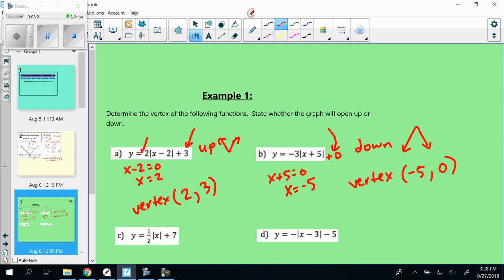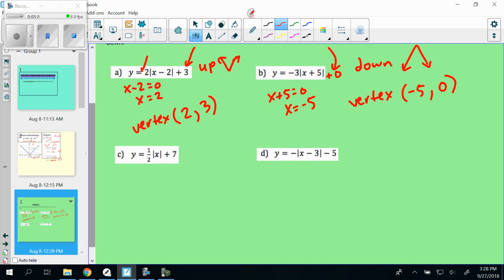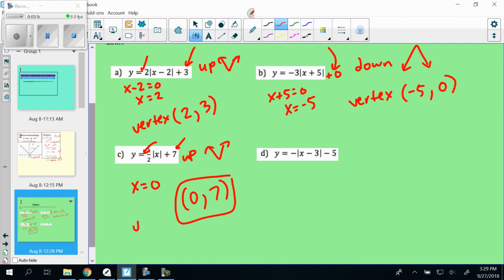Okay, letter C. On this one, look in front again. It's positive, so this one's opening up. It's going to look like that. What's the vertex? If we put what's in the absolute value equal to 0 on this one, it is 0. And so the vertex is going to be 0, comma, our y point comes from there, so (0, 7). So that would be the vertex on this one.